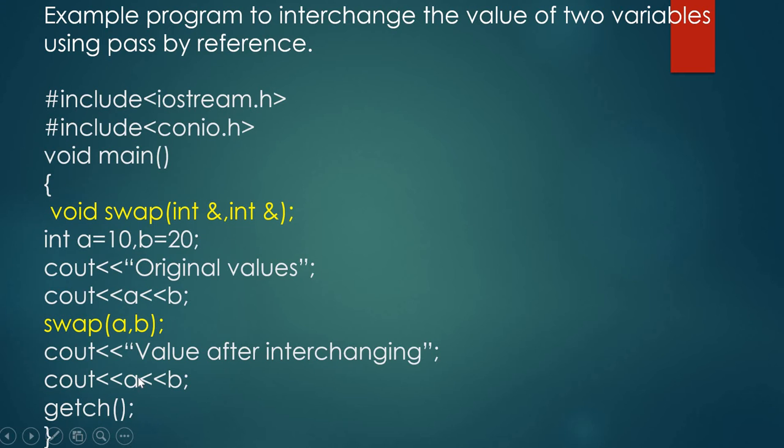After calling that function, we will get the value of A as 20. That is the value of A interchanged. A and B interchanged. Here in the first cout it will print 10 and 20. But here, after interchanging, it will print 20 and 10.